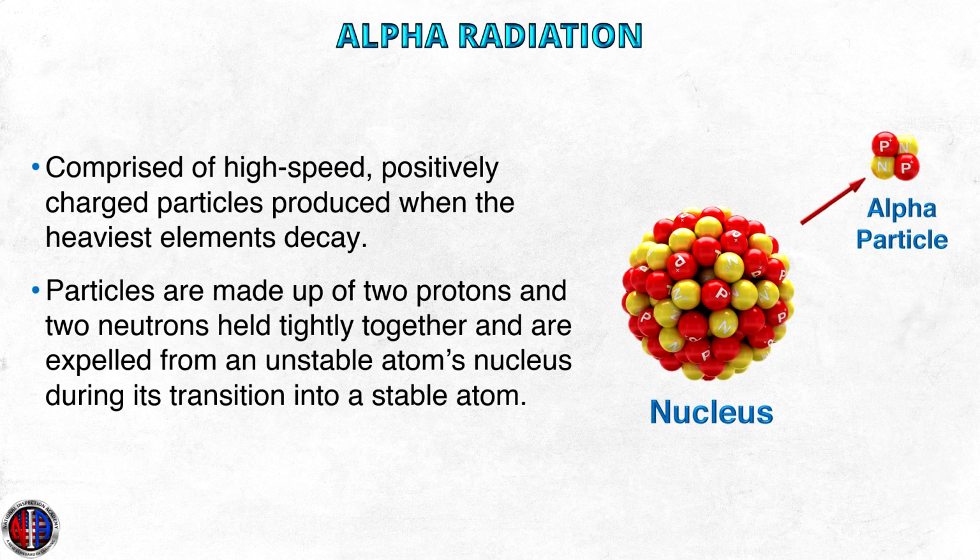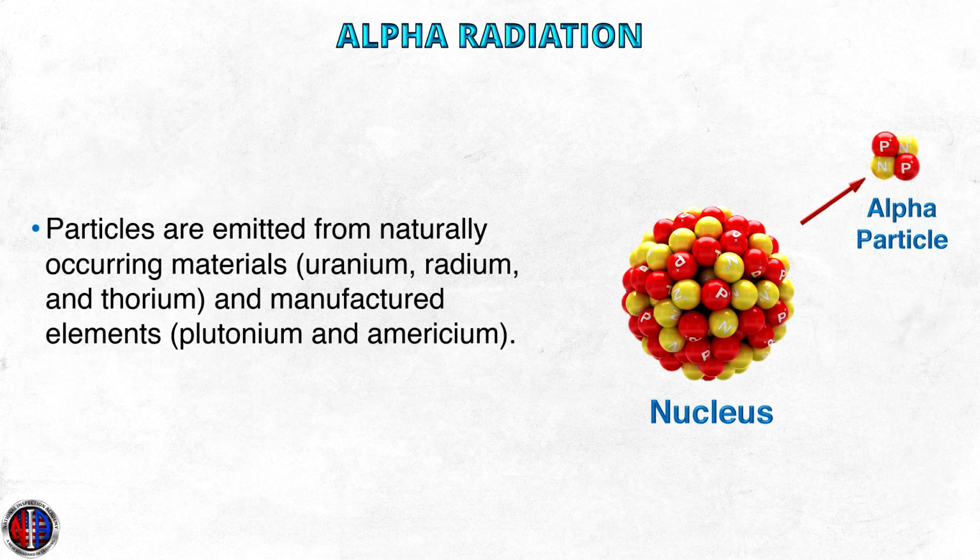Alpha particulate radiation. Alpha radiation is comprised of high-speed, positively charged particles produced when the heaviest elements decay. Alpha radiation particles are made up of two protons and two neutrons held tightly together and are expelled from an unstable atom's nucleus during its transition into a stable atom. This phenomenon is known as radioactive decay. Alpha particles are emitted from naturally occurring materials, uranium, radium, and thorium, and manufactured elements like plutonium and americium.